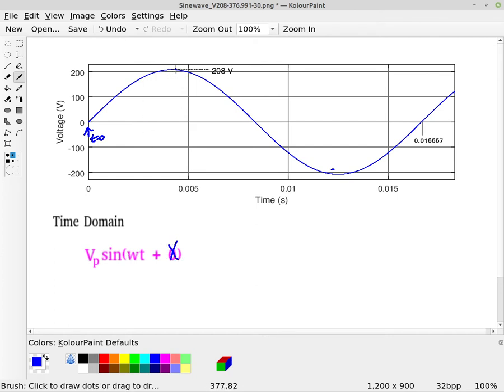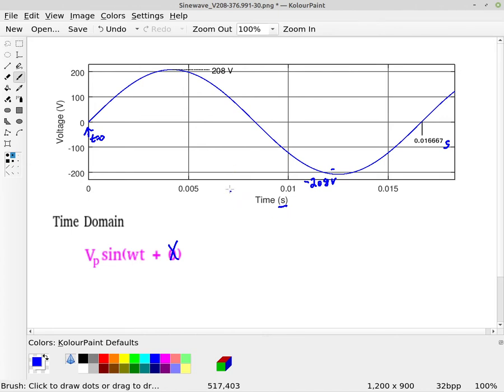We can see here that it's peaking at 208 volts. And so therefore the negative value would also be minus 208 volts. And we can see that it crosses 0 again at time 0.016667 seconds. Okay, so this time is in seconds as indicated down here. All right.